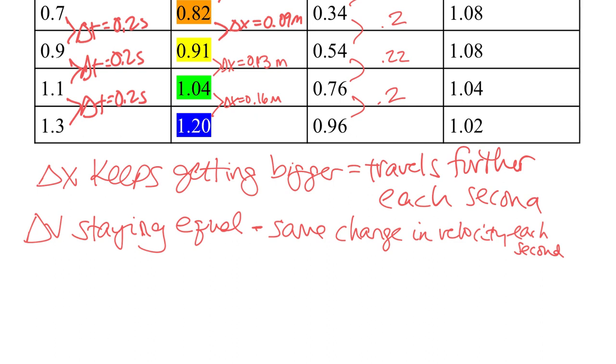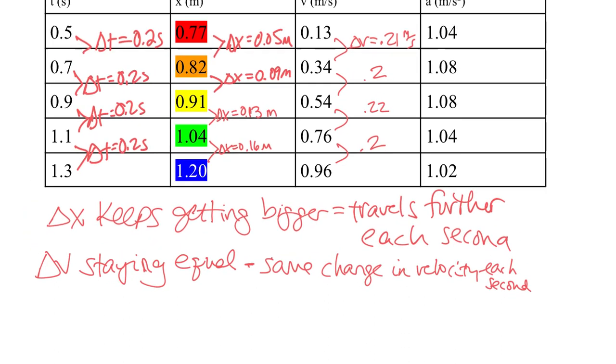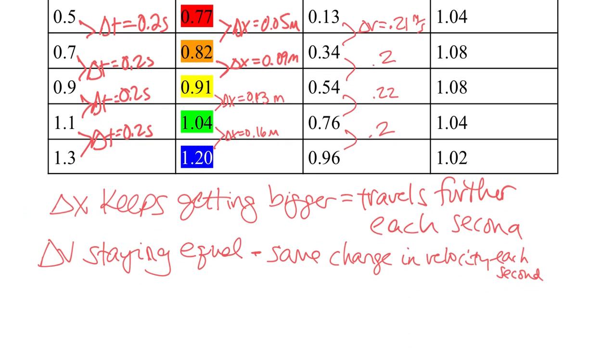Sorry about that. And then what are your observations about acceleration? What are those numbers like? 1.04, 1.08, 1.08, 1.04. It goes up and then down. But in terms of looking at that as a number, they're pretty darn close, right? So A is pretty constant.